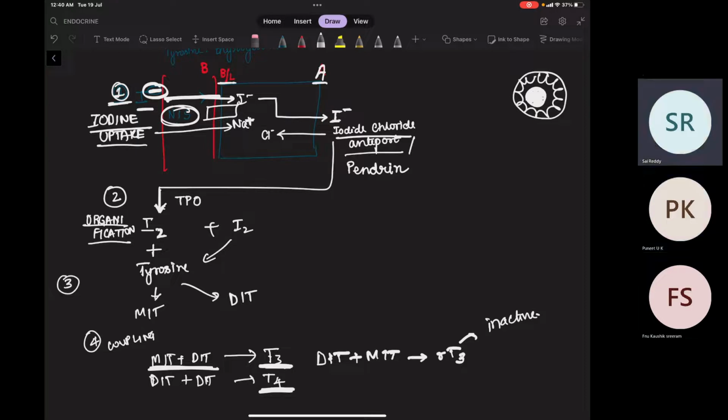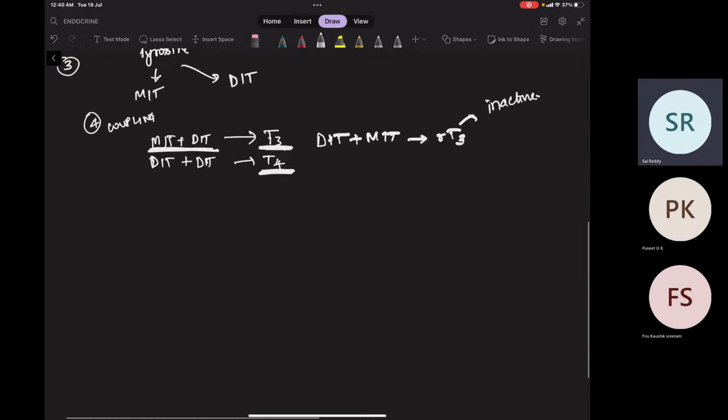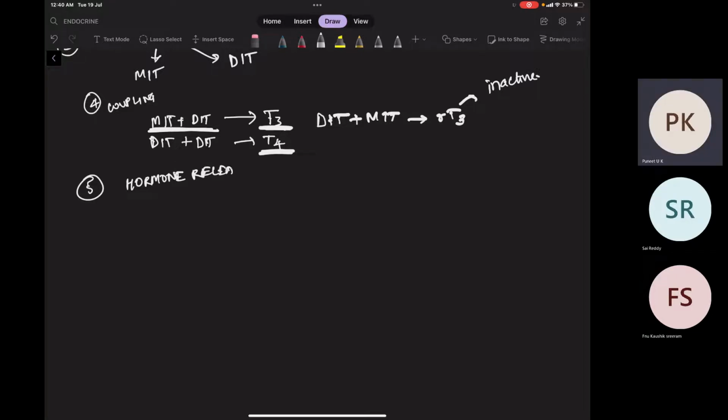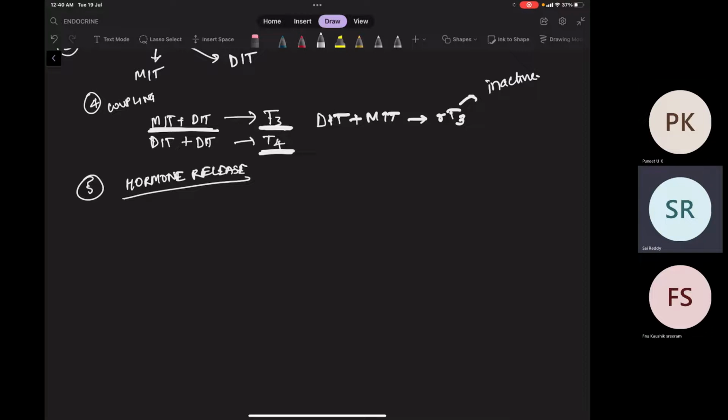This T3 and T4 undergo proteolysis, and following proteolysis they are in the free form, which is released into the plasma. That's all.